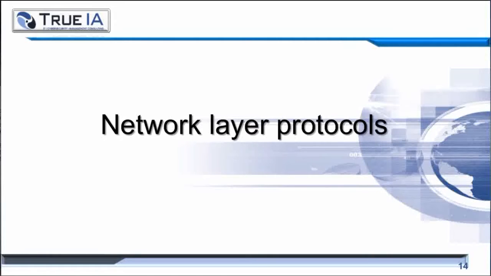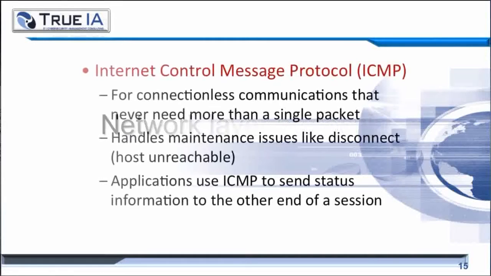Next, let's take a look at some network layer protocols, starting with ICMP, or the Internet Control Message Protocol. This protocol is primarily used to handle maintenance issues like disconnects, or to give you the host unreachable error. Applications use the ICMP to send status information to each other at the end of a session.